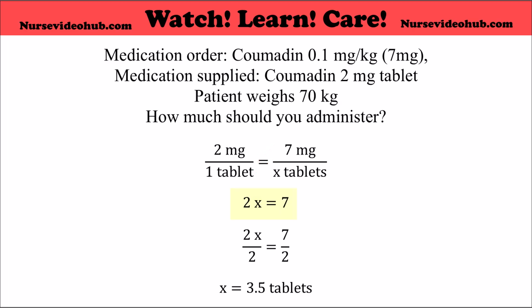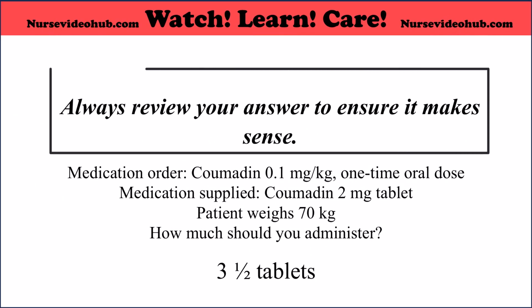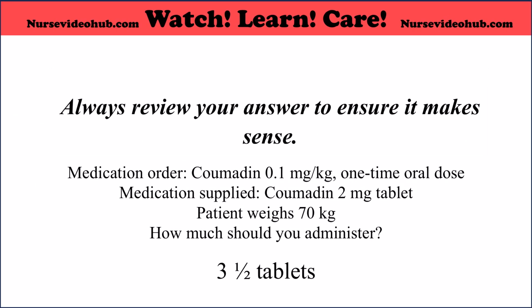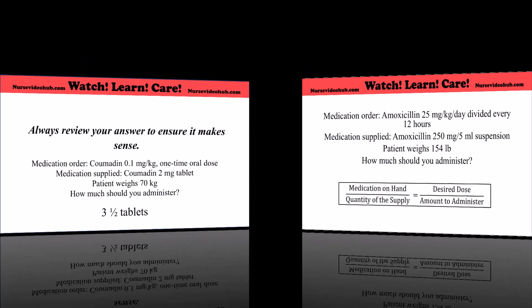This results in 2x equals 7. Divide both sides by 2 to solve for x, and x equals 3.5 tablets. You would administer 3.5 tablets. Always review your answer to make sure it makes sense. The reverse method is to multiply the amount to be administered, 3.5 tablets, by the concentration available, 2 milligrams, which equals the prescribed dose of 7 milligrams.